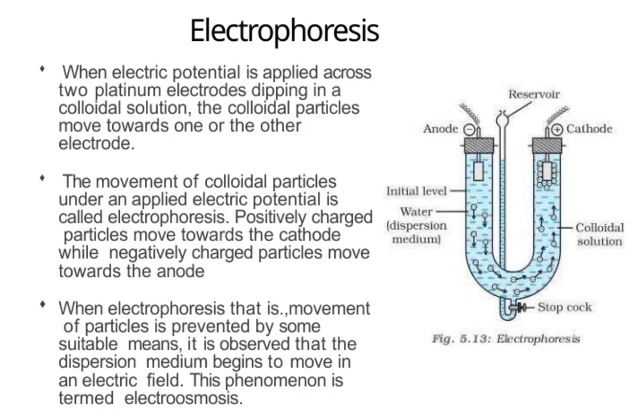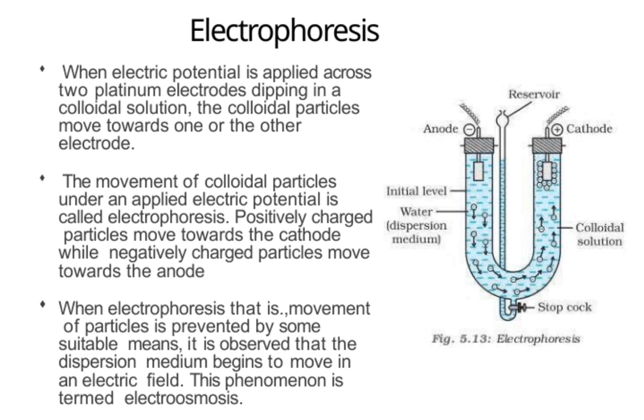When we apply an electric potential across two platinum electrodes immersed in a colloidal solution, something interesting happens. The colloidal particles start to move toward one of the electrodes. This movement is called electrophoresis. Now, the key point here is that positively charged particles will move toward the cathode, which is the negatively charged electrode, and negatively charged particles will head toward the anode, the positively charged electrode. This movement of particles under an electric field is quite fundamental in many separation and analytical techniques.